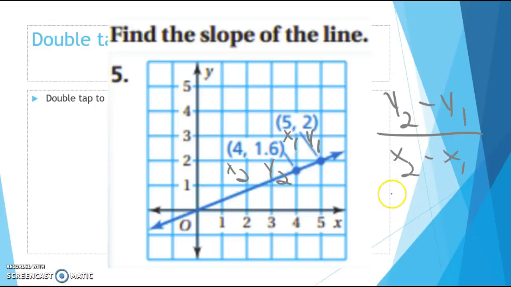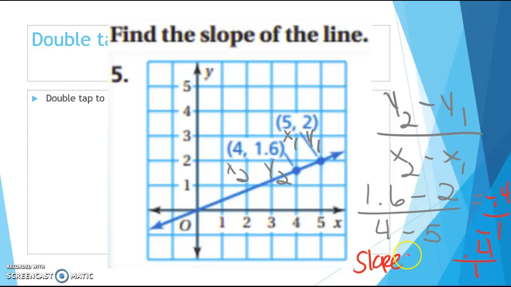Now when I plug that back into my equation, I'm going to get 1.6 minus 2 over, let's see, we have 4 minus 5. Now remember, you always need to remember your rules for how you find positive and negative numbers. 1.6 minus 2 is negative 0.4, and then 4 minus 5 is negative 1. A negative divided by a negative is a positive, so we're just left with 0.4 over 1, or another way to say this is that our slope is just 0.4. Alright, another way you could have done that is you could have done rise over run, so you would go up, you would go over, you would have got the same answer.